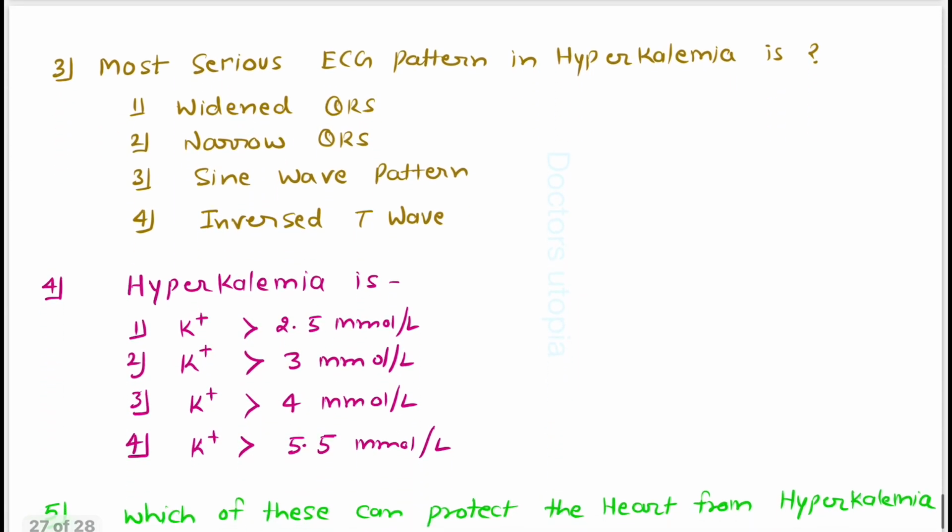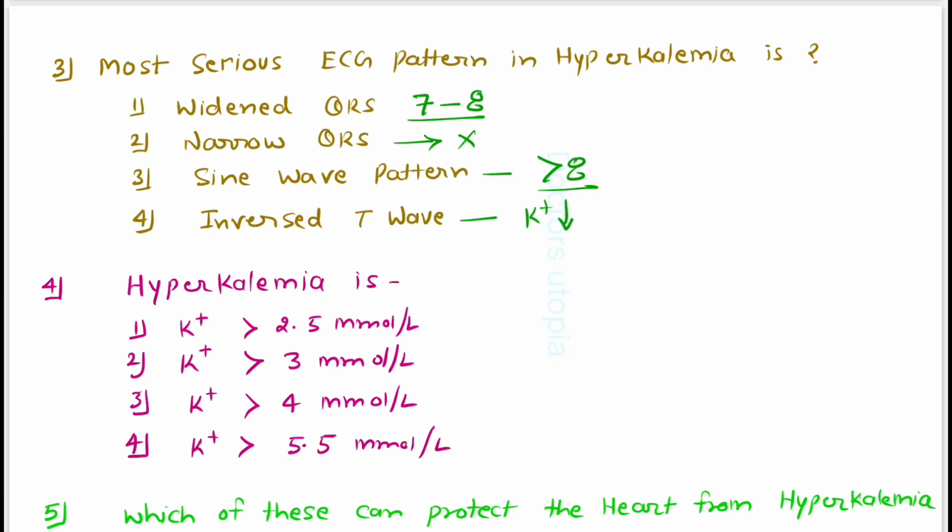Third question is most serious ECG pattern of hyperkalemia. So the first option is widened QRS. Of course it happens, but it happens whenever the level of potassium is between 7 to 8. Narrow QRS will not happen in hyperkalemia. Sine wave pattern occurs when the level of potassium is more than 8. Inverse T wave is not a sign of hyperkalemia, it's the sign of hypokalemia.